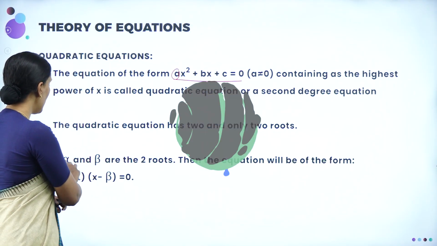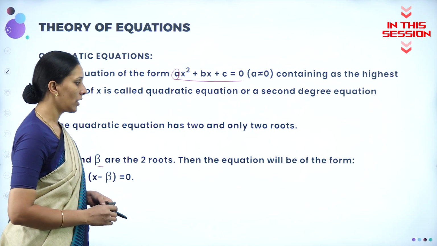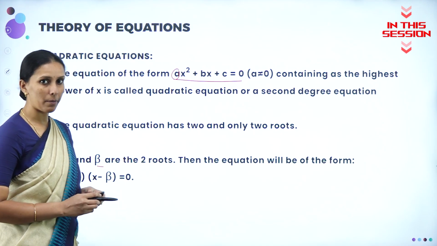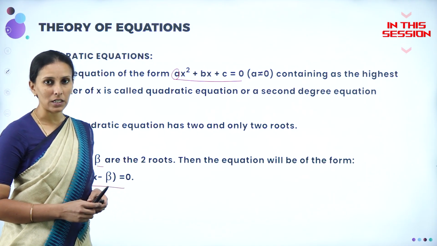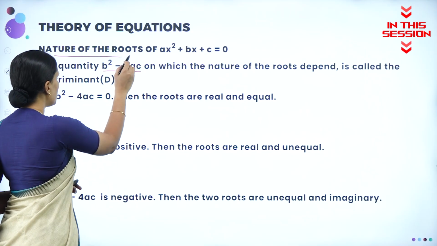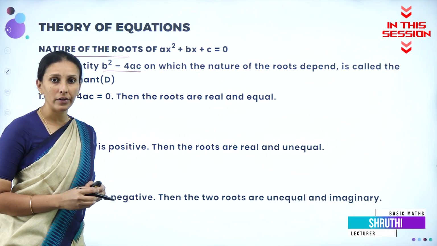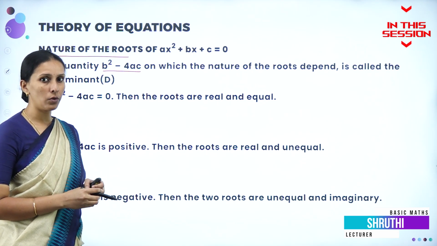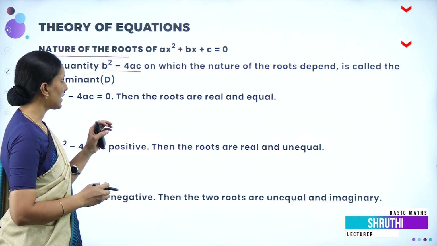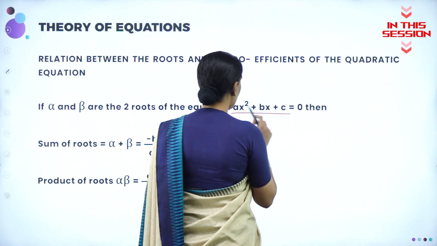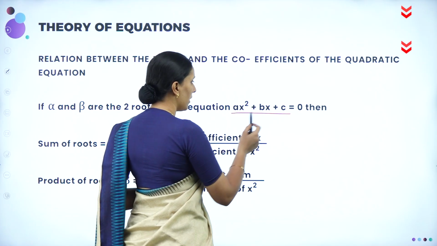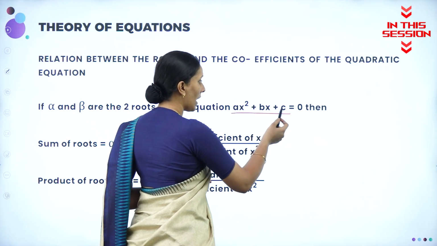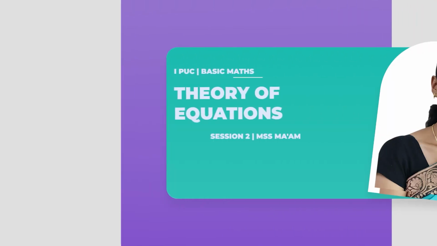Suppose if alpha and beta are the two roots, then the quadratic equation can also be represented as x minus alpha into x minus beta is equal to 0. The nature of roots, whether it is a real root or an imaginary root, can be decided with the help of the discriminant. If we take the quadratic equation ax square plus bx plus c, the coefficient of x square is a, the coefficient of x is b, and c is a constant.